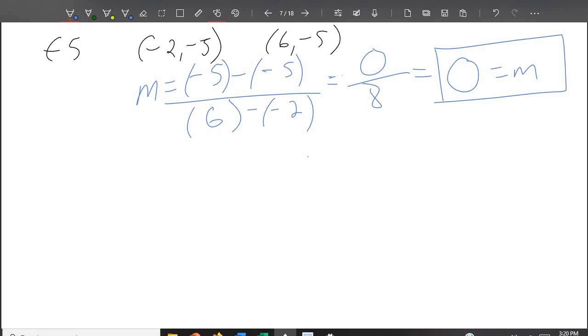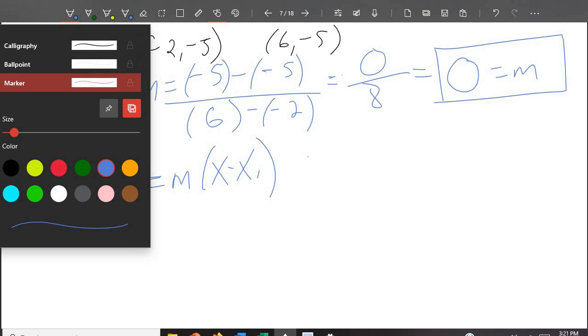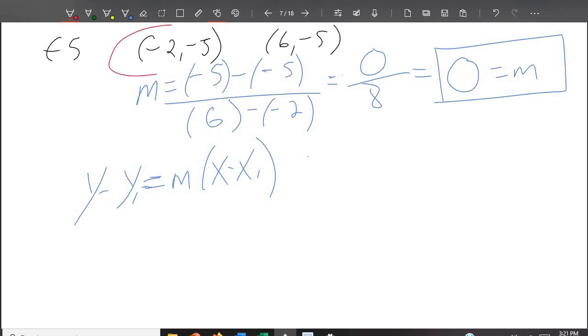Now, I mentioned this in the other video. Certain types of lines have a 0 slope. We're interested in the equation of this line with a 0 slope. So we're going to do the same thing we've been doing. Now, it doesn't matter which you choose. I guess I'll use this point. You'll get the same answer regardless.